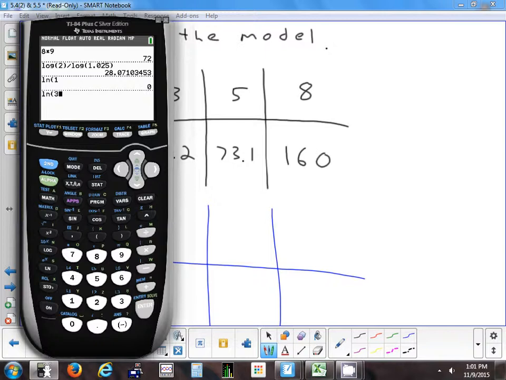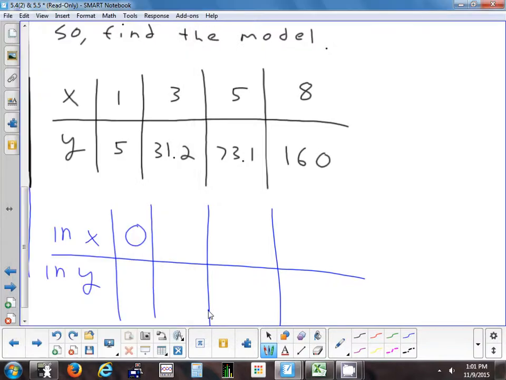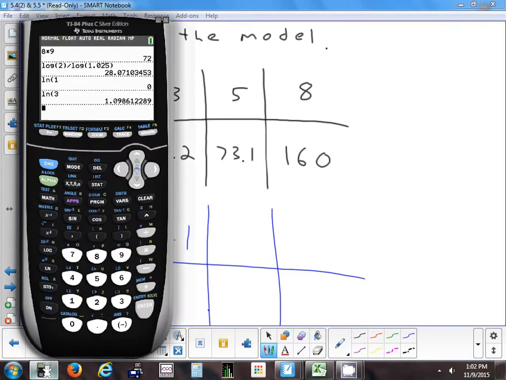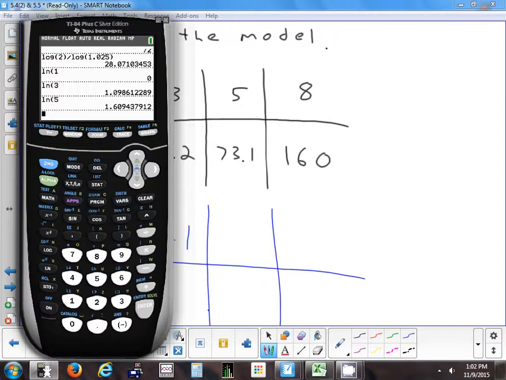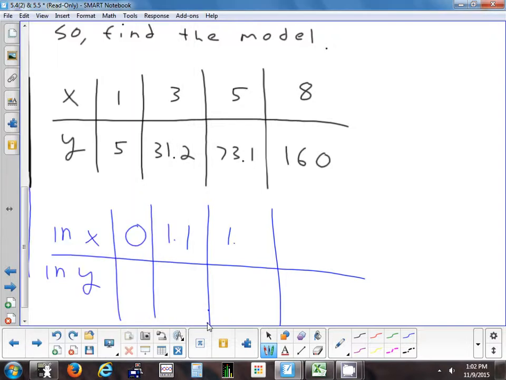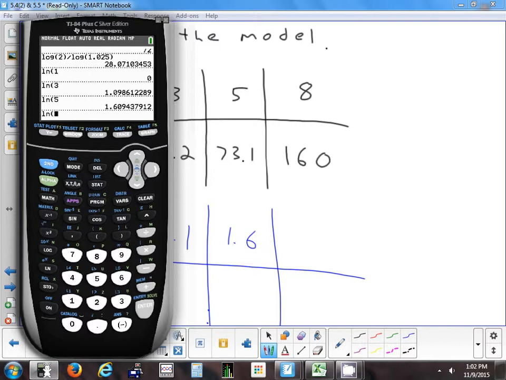And just round these to the nearest tenth. We're going to graph them. I mean, we can only graph so precise. 1.1. Okay, ln of 5. About 1.6. And I'm also going to use ln of 5 again down here. And lastly, ln of 8. Okay, about 2.1.